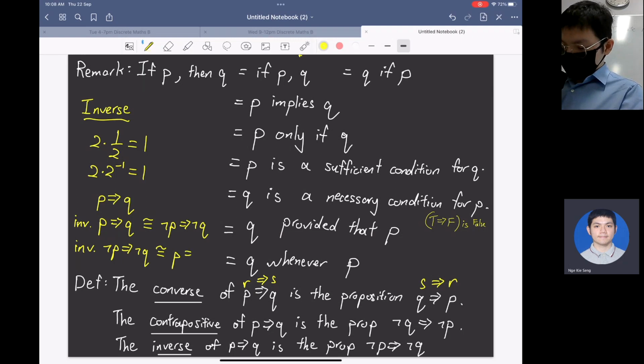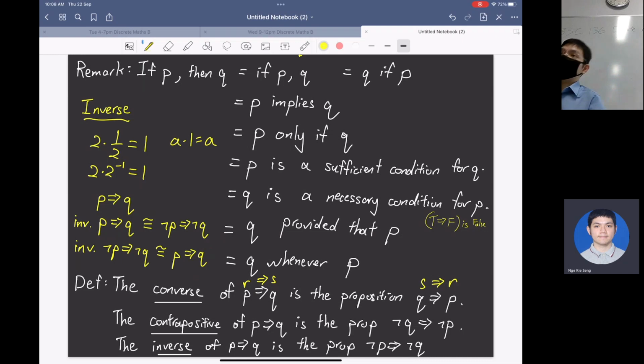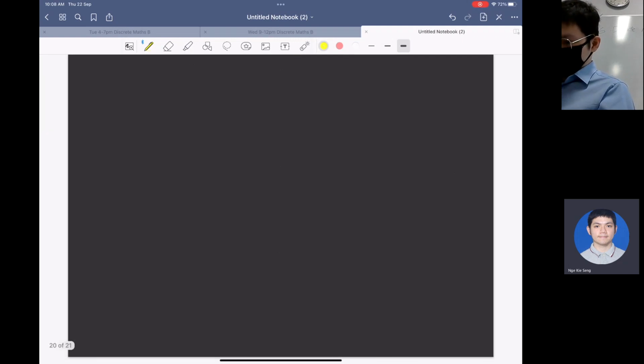P implies Q. So you go back to the original proposition. Similar to this, because if you multiply anything with 1, you get yourself. Okay. So this is the inverse. Why is it called inverse? Too fast. Can you get it? Now, please ask questions if you don't get it. Just ask. Okay. Next.